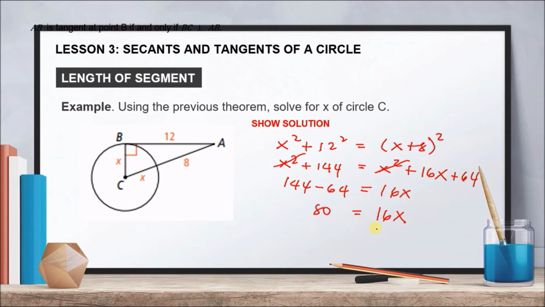So to exactly solve for the x, automatically your x will be equal to 5. So therefore, the value of our x here is equal to 5 because 80 divided by 16 is equal to 5.